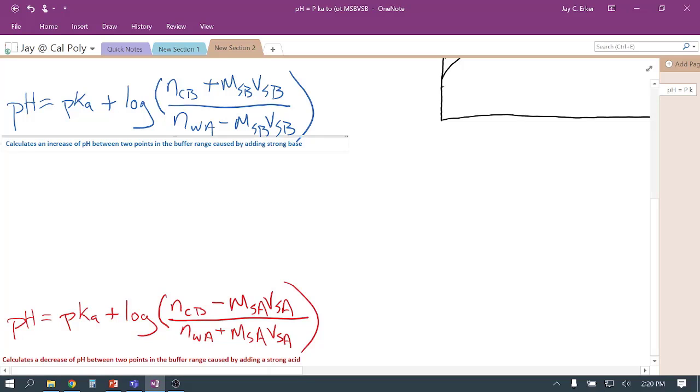So this equation in blue is about how we calculate an increase in pH by adding a strong base within the buffer range. So we're starting with some amount of conjugate base and weak acid. We add some strong base. That strong base will react away some of the weak acid and convert it to conjugate base, increasing the pH.